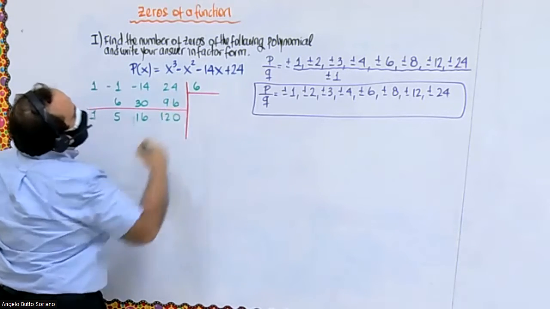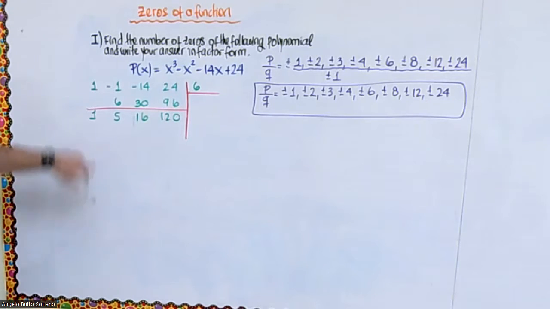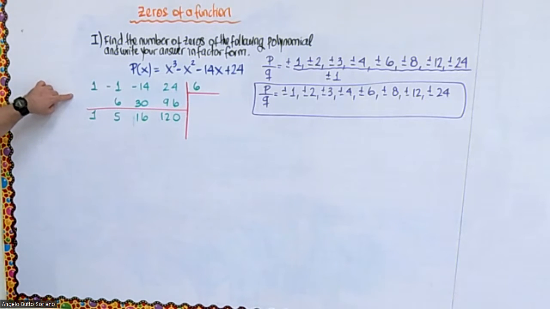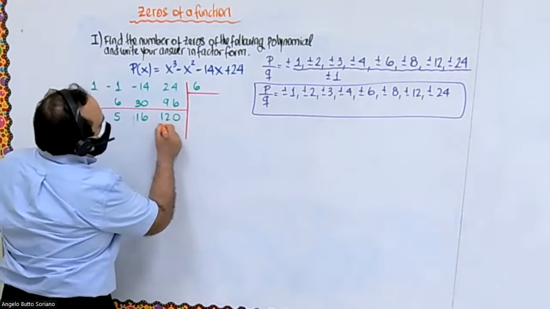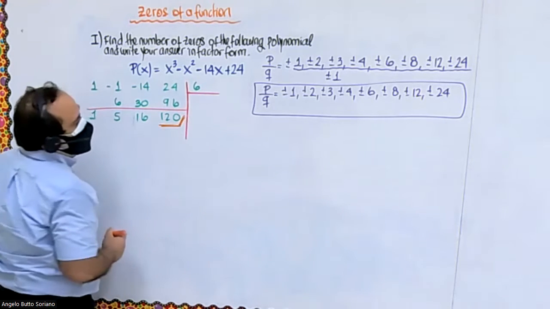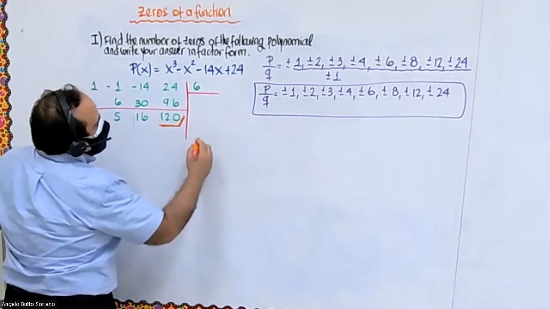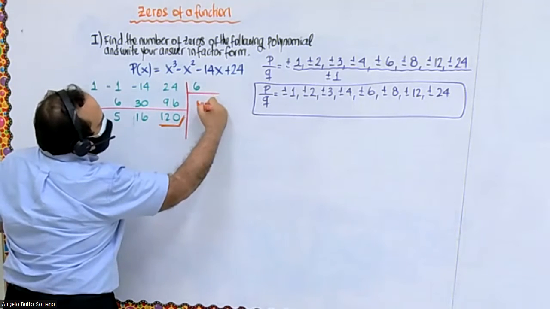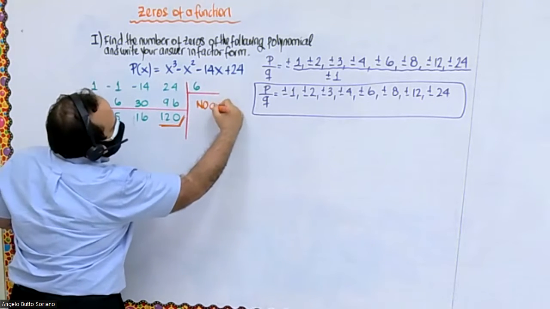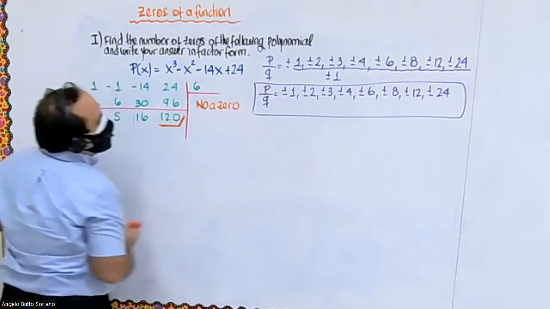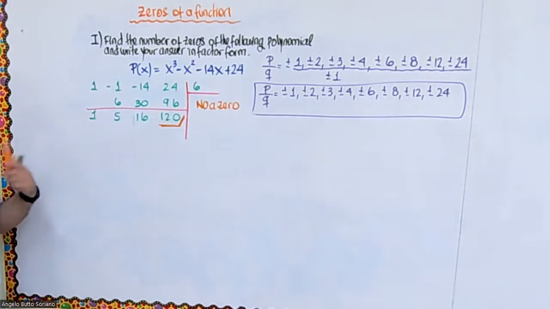As you can see, we fail with the number 6, because to obtain a zero of the function, this remainder is supposed to give us 0. For that answer, with 6, this is not a 0. And we have to pick another number.